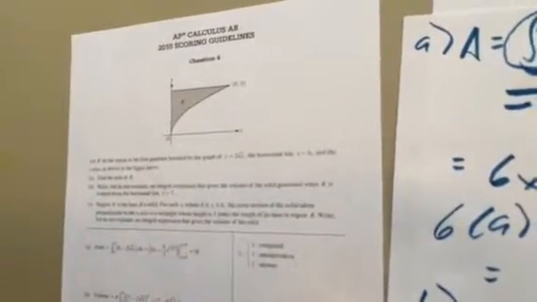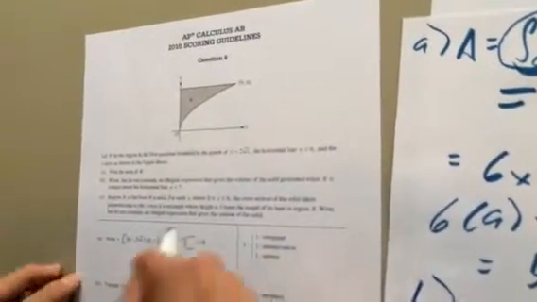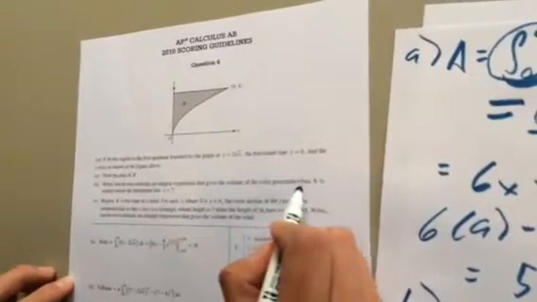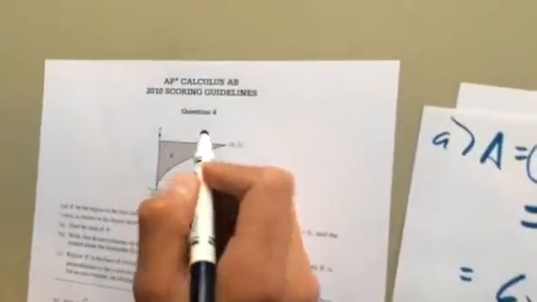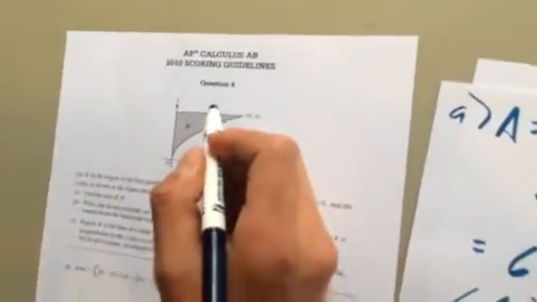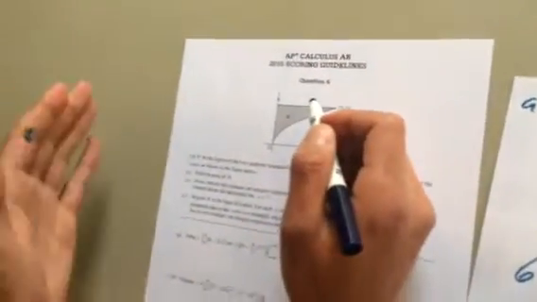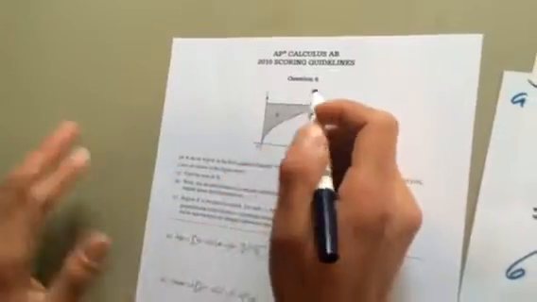Now if we look at B, it's asking us for the volume if R is rotated about the horizontal line y equals 7. Now y equals 7 is going to be up here, and immediately we see that this is a washer problem. So it's going to be the area of an infinite amount of larger circles minus the area of an infinite amount of smaller circles. And if you have the area of an infinite amount of circles, that becomes your volume because you have slivers that add up.